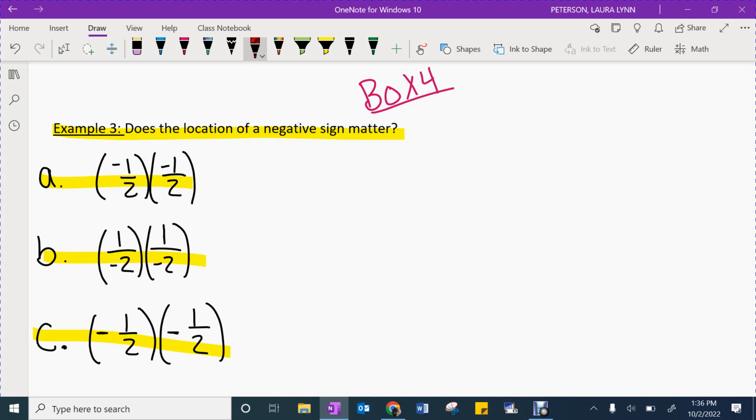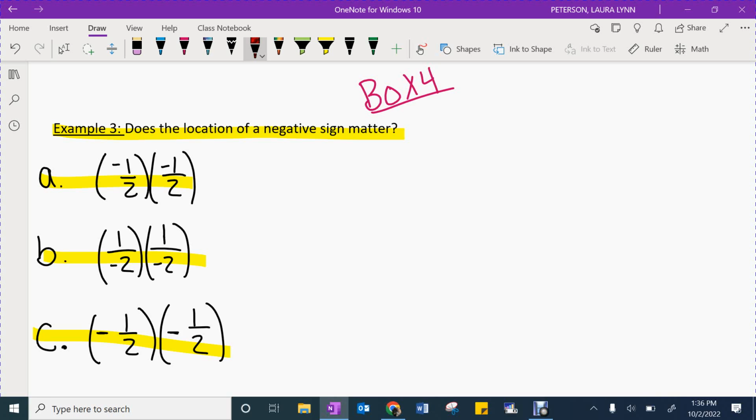Okay, so example 3 is not related to writing our answers as exponents. This question is just, I've noticed, a lot of our problems, we have negatives, and when we have our fractions with negatives, sometimes our negative sign can be in different spots. And I just wanted to address this question. Does the location of a negative sign matter? I mean, in the answer, does it actually matter?